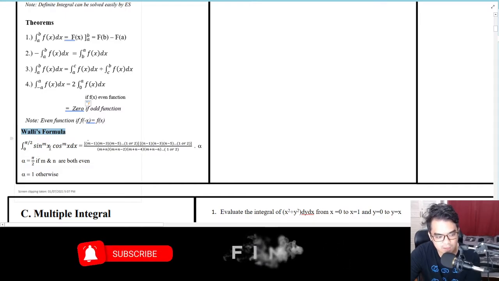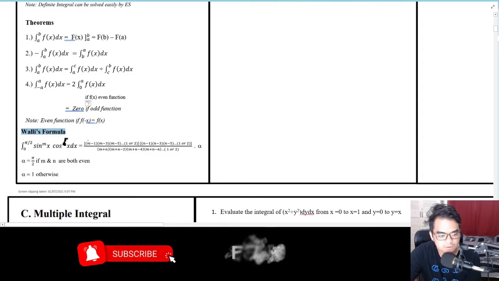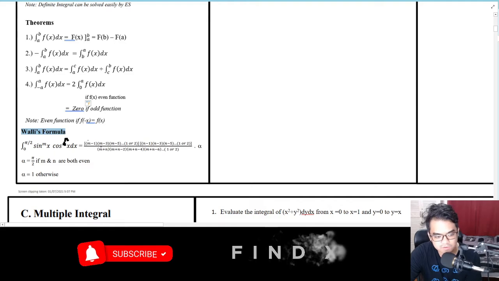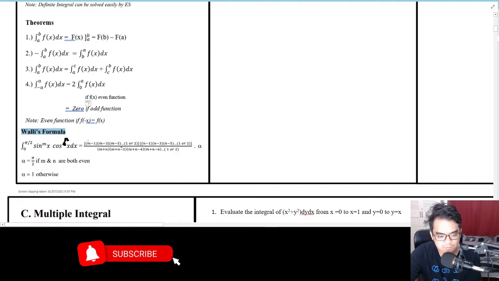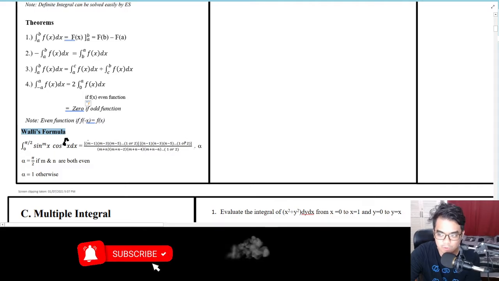sine raised to m of x cosine raised to n of x. Okay? Or you can also read it as sine x raised to m. This actually must be m, and the second one must be n. So this is just equal to m minus 1 times m minus 3 times m minus 5, up to the result of 1 or 2. Okay, so that is when you will stop. The next one is n minus 1, n minus 3, n minus 5 until it becomes 1 or 2.